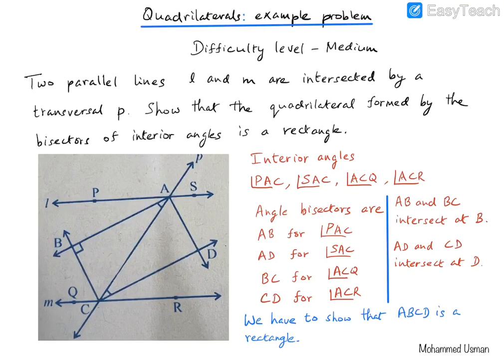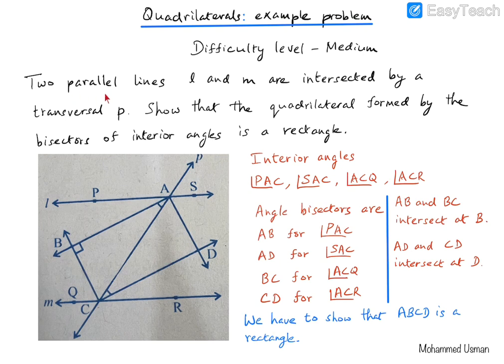Let us now do an example problem from the quadrilateral chapter. This problem is considered to have a medium level of difficulty, but we will break it down into simpler steps so that it becomes much clearer to understand. Let us first understand what the problem is and what we are supposed to prove, and then we will approach the problem by breaking it down into simpler steps, which will make the process much clearer.